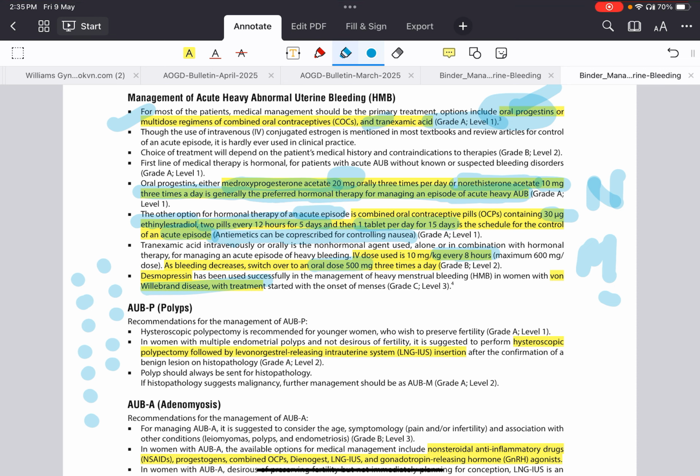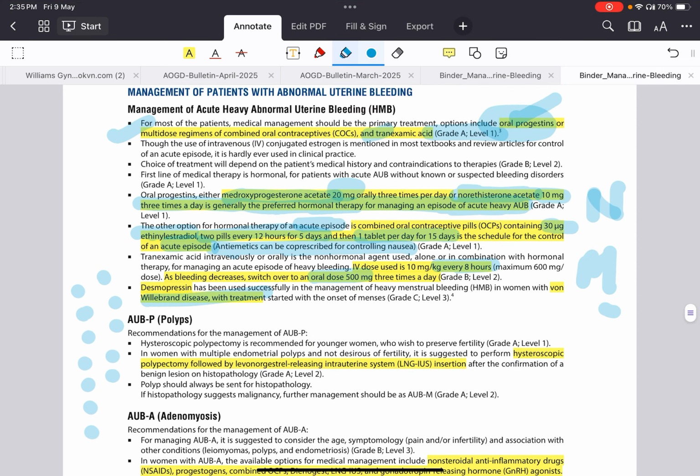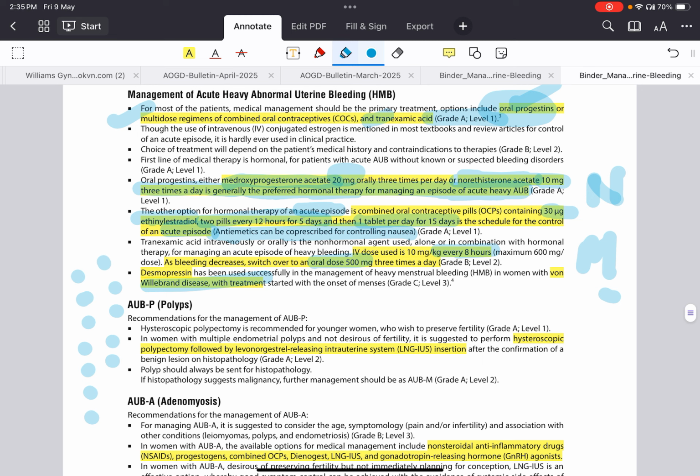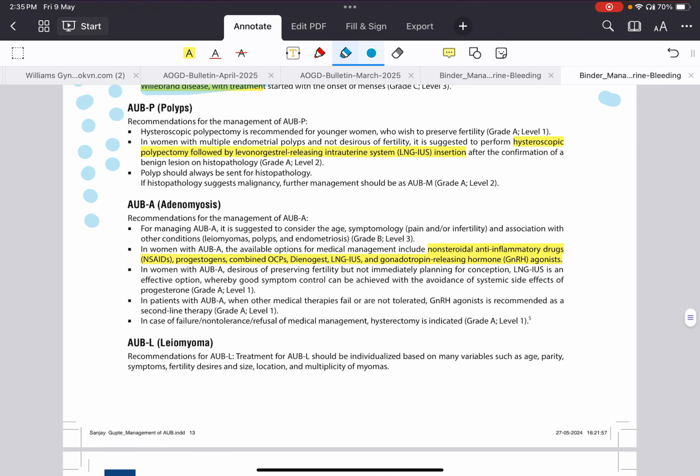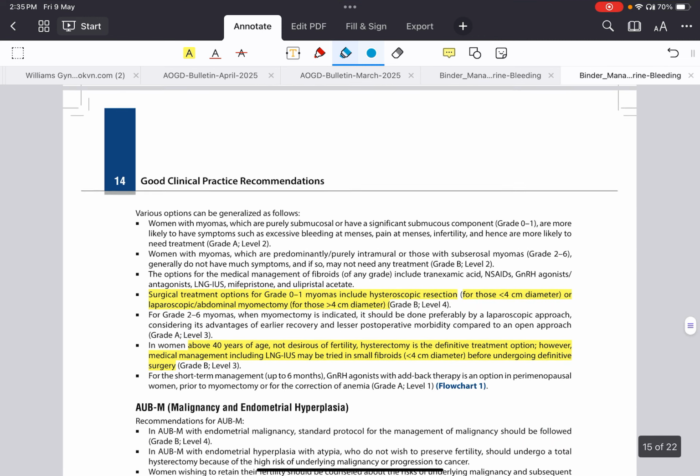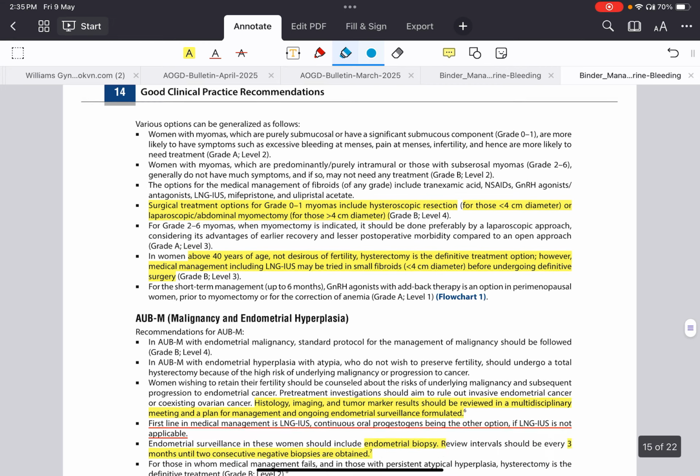Desmopressin in 1 milligram doses. Okay, that's about this. Polyps, you can go for hysteroscopic removal. I already told adenomyosis, you can go for combined NSAIDs, progestins, COC pills. You can give general measures. Leiomyomas, surgical management, I already told.